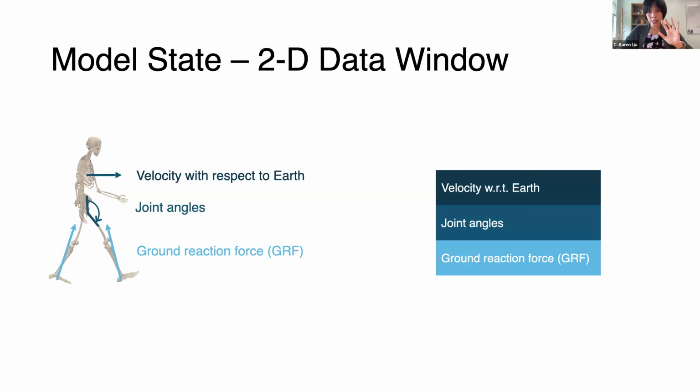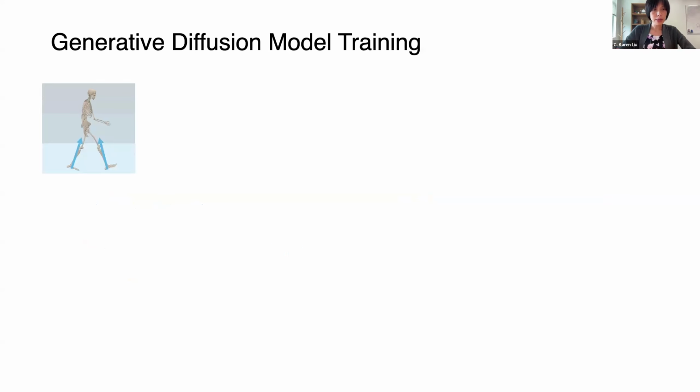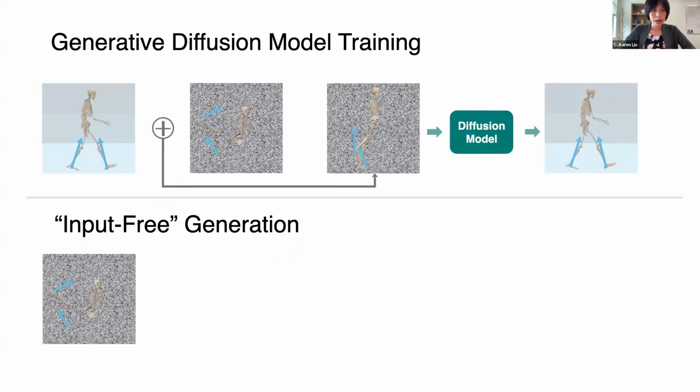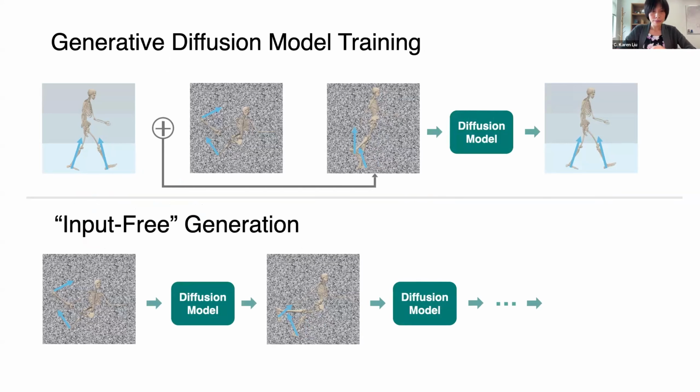We represent the data as a time series of vectors, concatenated vectors of joint velocity, joint angles, and ground reaction forces. And we train the diffusion model using this biomechanics data set like we talked before. Once the model is trained, we can ask the diffusion model to randomly generate a motion that looks like this data set. This is what we call unconditional generation.